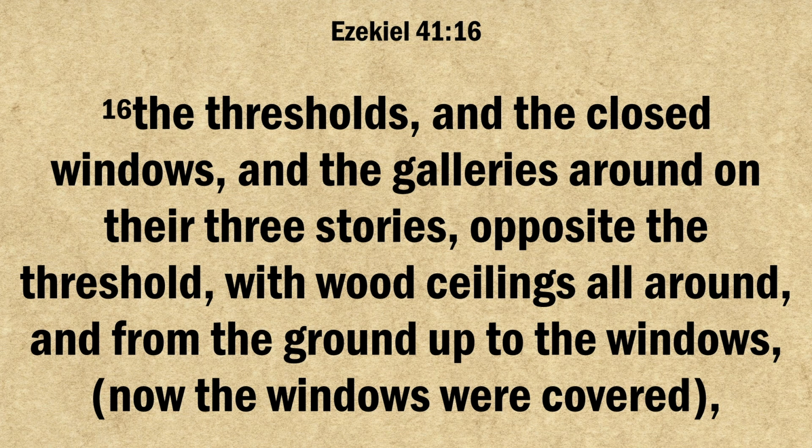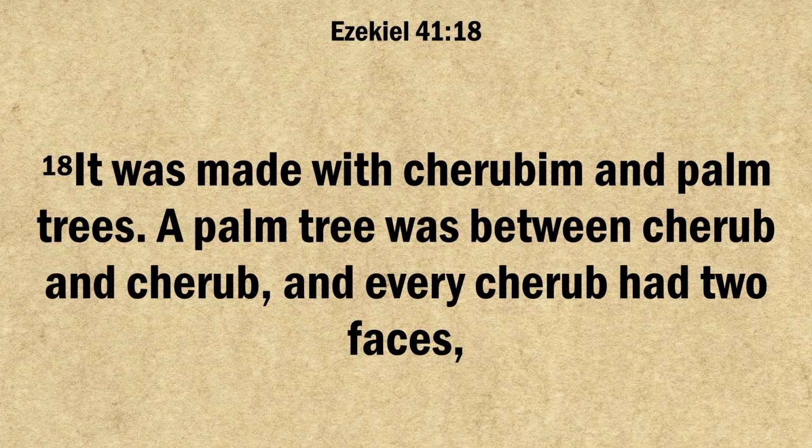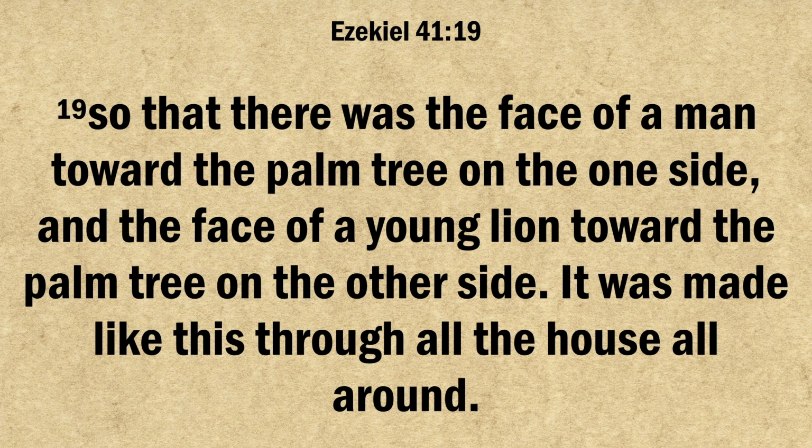Now the windows were covered, to the space above the door, even to the inner house, and outside, and by all the wall all around inside and outside, by measure. It was made with cherubim and palm trees. A palm tree was between cherub, and every cherub had 2 faces, so that there was the face of a man toward the palm tree on the one side, and the face of a young lion toward the palm tree on the other side. It was made like this through all the house all around.